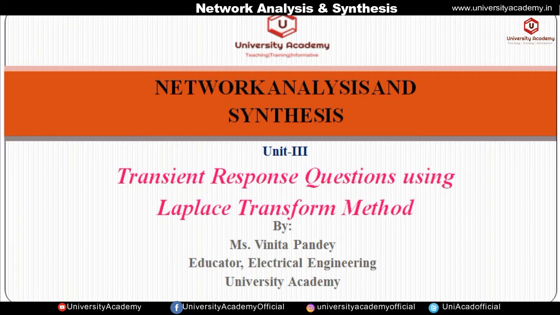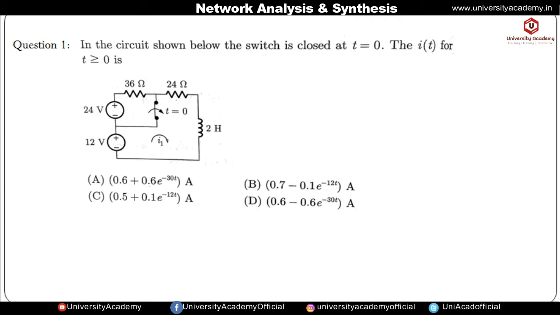Okay, so let us see question number 1. In the circuit shown below, the switch is closed at t is equal to 0. The i of t for t greater than or equal to 0 is? It means this switch is getting closed at t is equal to 0. So for t less than 0, this switch is open, and we have to find out the expression for this current, that is, the i of t expression.